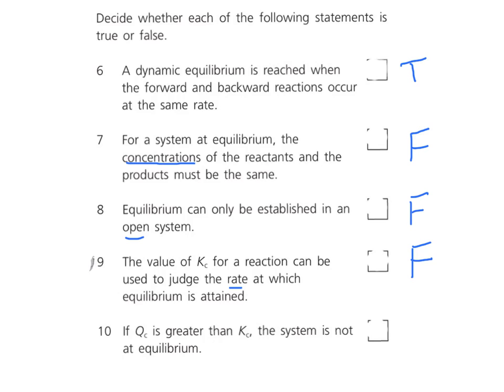Number 10, if Qc is greater than Kc, the reaction's not at equilibrium. That is definitely true. Q is the reaction quotient. And not only does this mean it's not at equilibrium, but it means that the reaction would shift backwards to reach equilibrium. When Q is less than Kc, the reaction shifts forward to reach equilibrium, and if Q were equal to Kc, then we're actually at equilibrium.